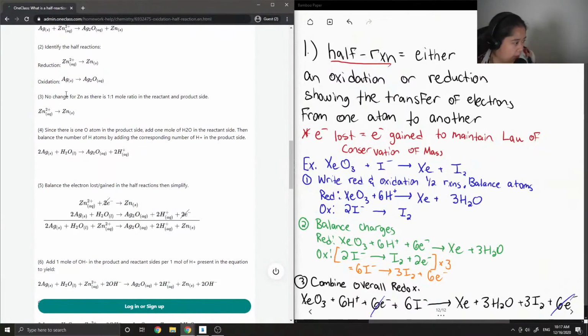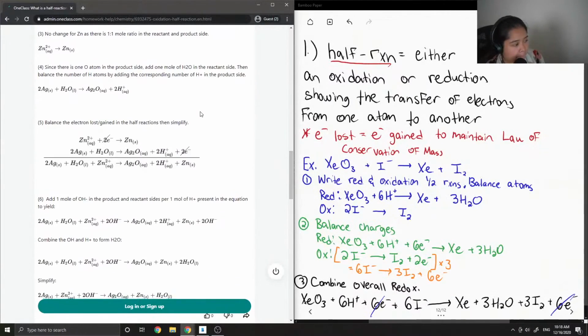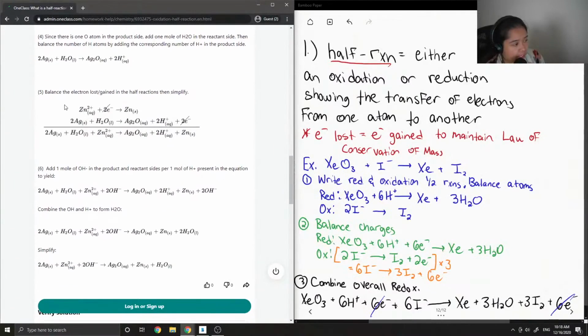Step 3, no change for zinc, as there is a 1-to-1 mole ratio in the reactant and product side. Okay, so see the atoms are already balanced. 4, since there is 1 oxygen atom in the product side, add 1 mole of H2O in the reactant side. Then balance the number of hydrogen atoms by adding the corresponding number of H plus in the product side. Yep. And then step 5, balance the electrons lost/gained in the half reactions, then simplify.